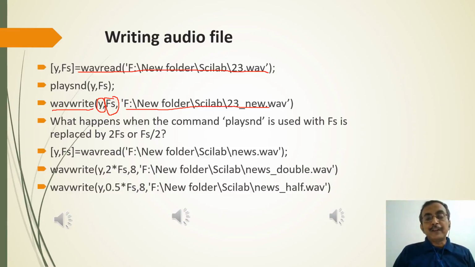Now, if I have doubled the sampling frequency, instead of fs, it is now 2fs. See what happens.